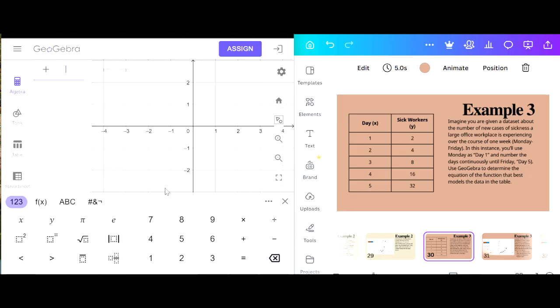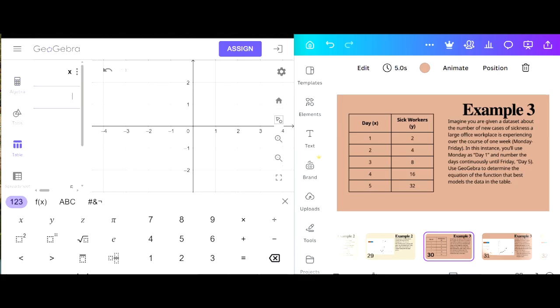Imagine you're given a data set about the number of new cases of sickness a large office workplace is experiencing over the course of 1 week, Monday through Friday. In this instance, you'll use Monday as day 1 and number the days continuously until Friday, day 5. And we're going to use GeoGebra to determine the equation of the function that best models the data.